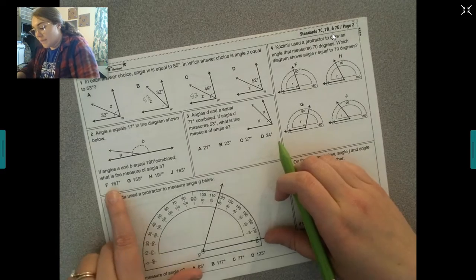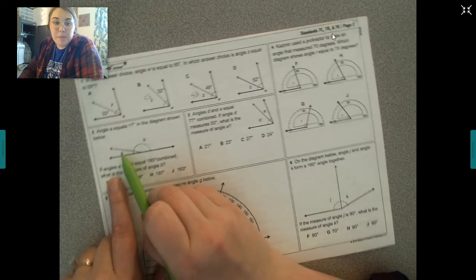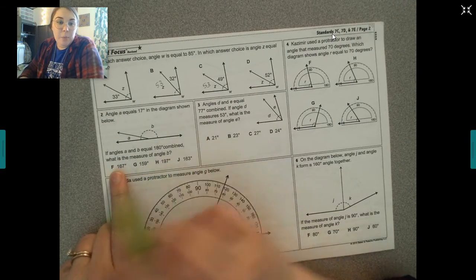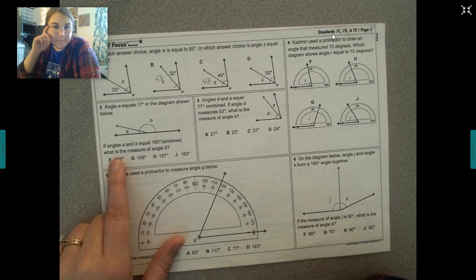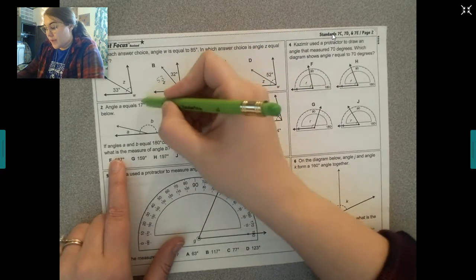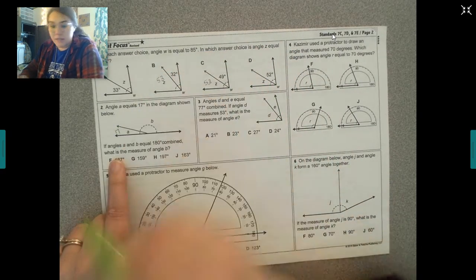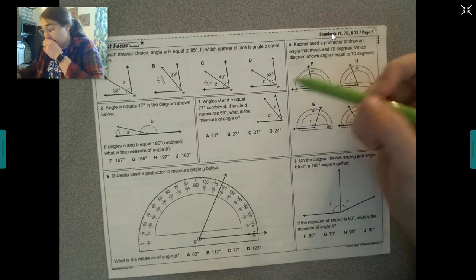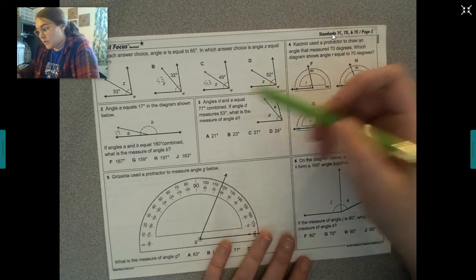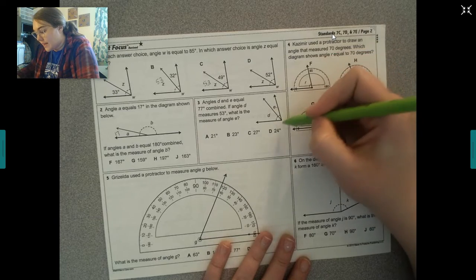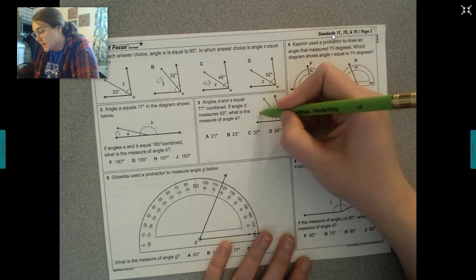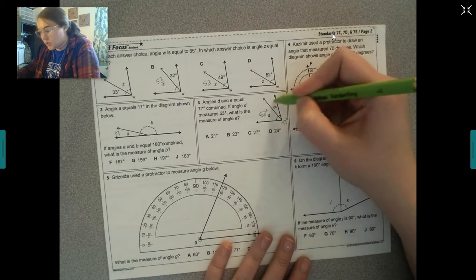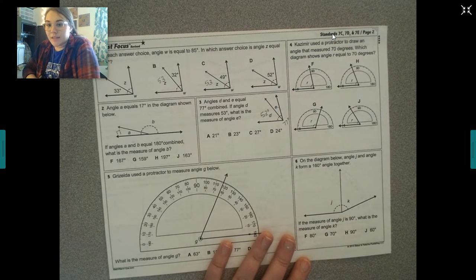Number 2, it says angles A and B are 180 degrees combined. What is the measure of angle B? So it's telling you if angle A is 17. So you should be able to figure that one out. These are the same, joining and combining angles. If angle D and E equals 77, so all of it is 77. If angle D measures 53 degrees, what is the measure of angle E? You're just going to have to label it yourself.